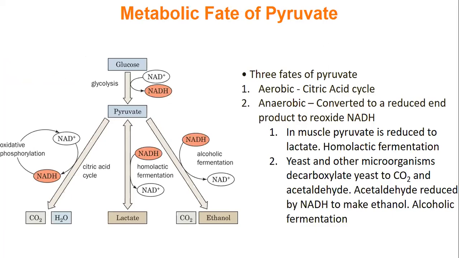So now let's see what happens to pyruvate. There's 3 different things that can happen to pyruvate. If you have oxygen available, the aerobic pathway, you can go through the citric acid cycle and your pyruvate is broken down to carbon dioxide and water. If you do not have oxygen available, like if you are using your muscles, then you can do what's called homolactic fermentation, where you take your pyruvate and make it into lactate.